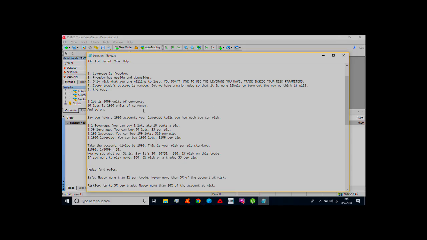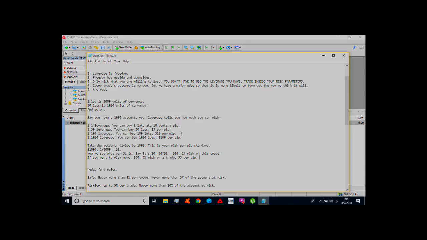So anyway, I already explained the basics here. Here are the pip values. So if you had a $1,000 account, then 1 to 1 means you can trade up to 10 cents. 1 to 30, you can trade up to $3. You can trade up to 10. You can trade up to 100. And really, this is kind of an important thing, because I think that if you have a $1,000 account, you should definitely not be trading more than 1% of pip.